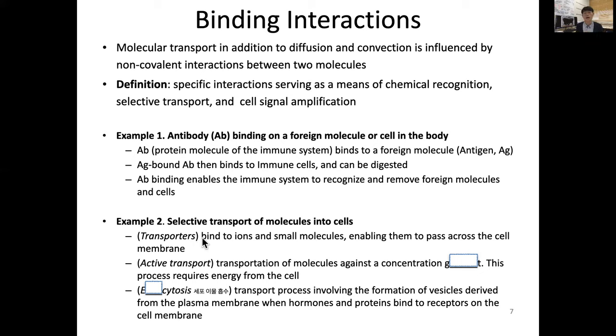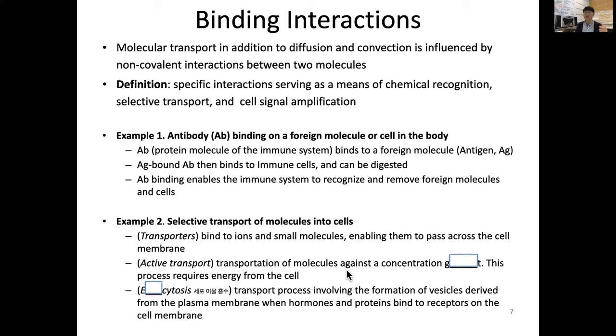Another example is selective transport of molecules into our cells. We know that the cell membrane has a lipid bilayer structure, and not all molecules will be able to cross freely. So sometimes we have transporters which bind to specific ions and small molecules and enable them to pass across the cell membrane, because our cells need to transport molecules in and out. And sometimes this transport is not passive, meaning no energy use, but we use our own energy called ATP for active transport, even against the concentration gradient.